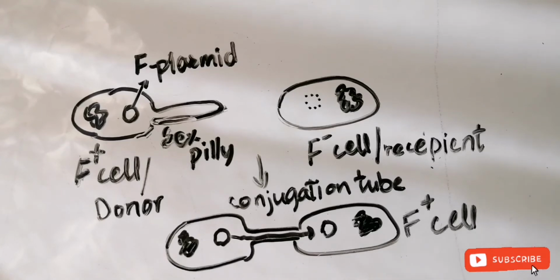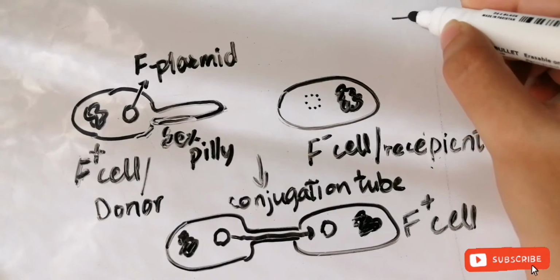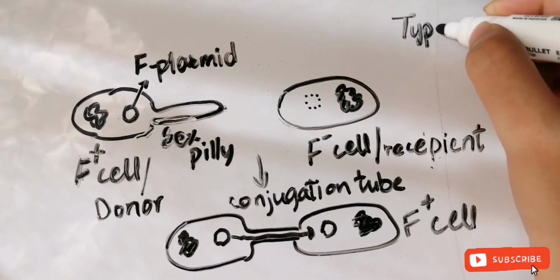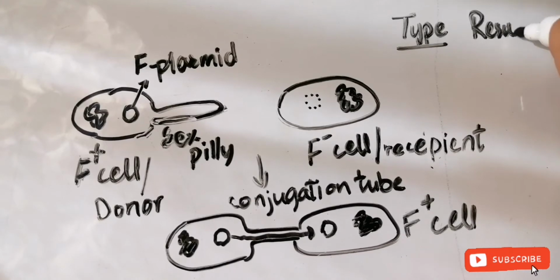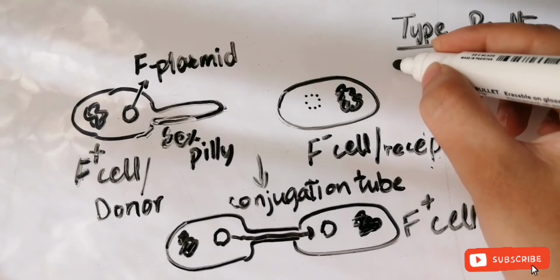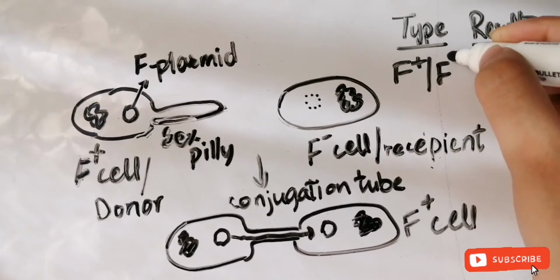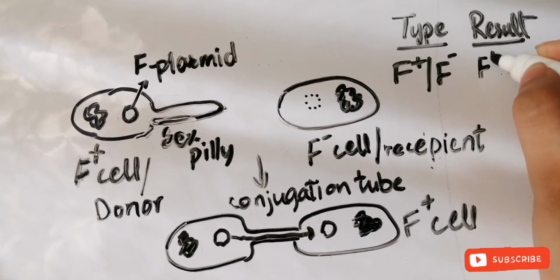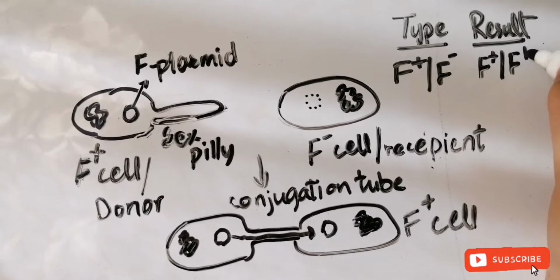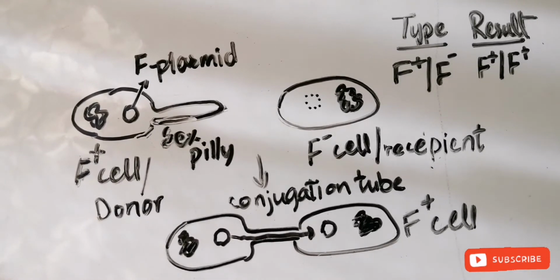So here we can write the type of conjugation and the result. The first type: the parents were F positive and F negative, and as a result we have F positive. Both the cells are converted into F positive cells. So this is the first type of conjugation. Now we discuss the other type.